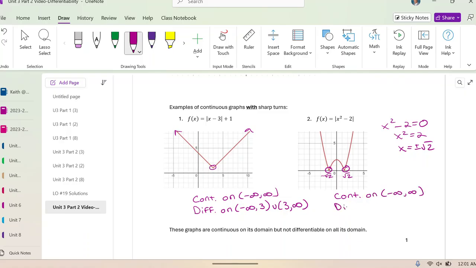However, it's differentiable on the interval from negative infinity to negative square root of 2, union negative square root of 2 to the square root of 2, union the square root of 2 to infinity. So these graphs are continuous on the domain, but they're not differentiable all throughout.